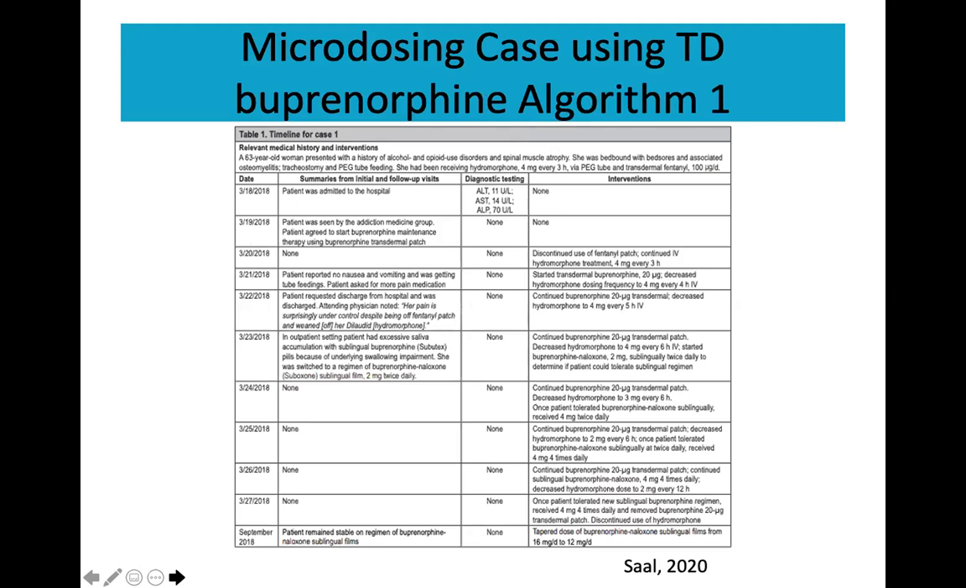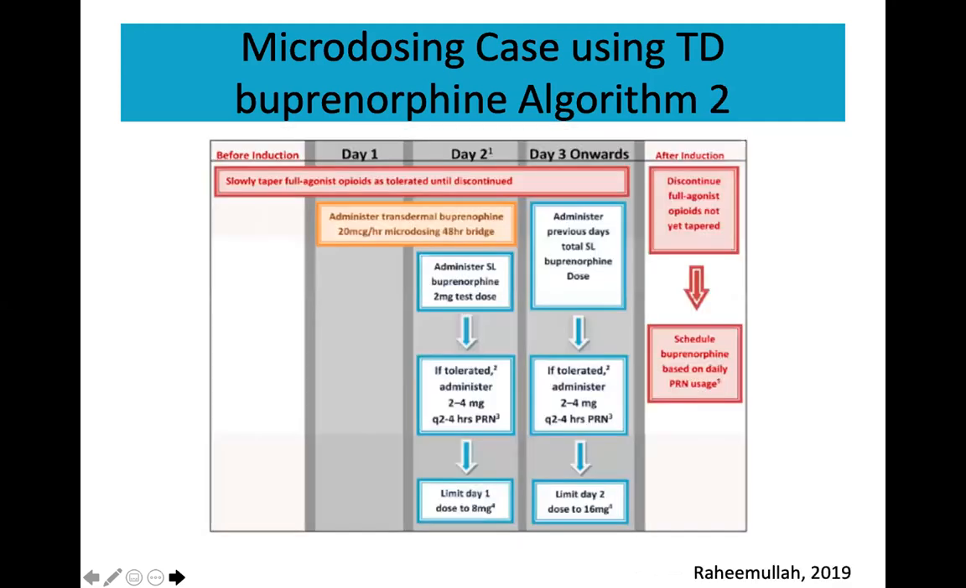Here's a paper from 2020, and the slides sent out have a link to the paper, showing one approach where someone was on hydromorphone and a fentanyl patch, and they added transdermal buprenorphine, reduced the individual's hydromorphone over time, and added on sublingual buprenorphine, and were able at the end to have them just be on sublingual buprenorphine.